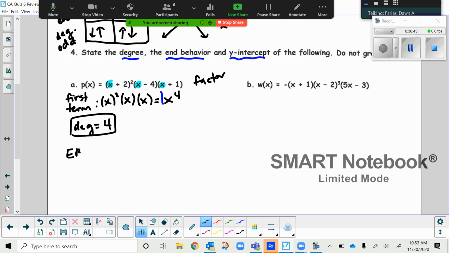For end behavior, now we can just do the same thing we did in the previous two problems. You have to figure out if the a is positive or negative, and it is positive. The degree, which now we know is 4, is an even number. So positive a, even degree, means our end behavior is up, up.